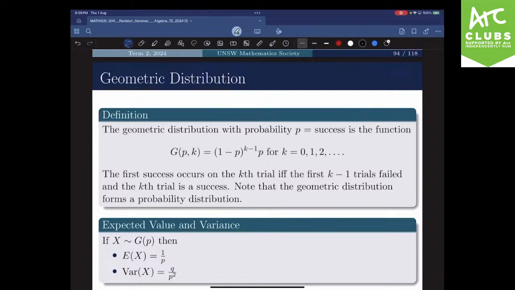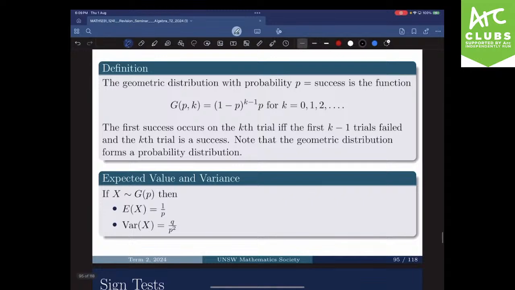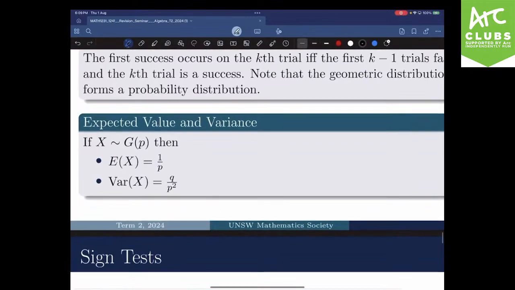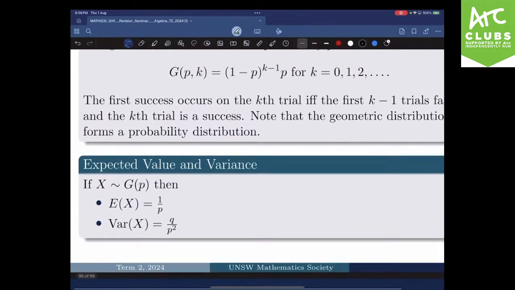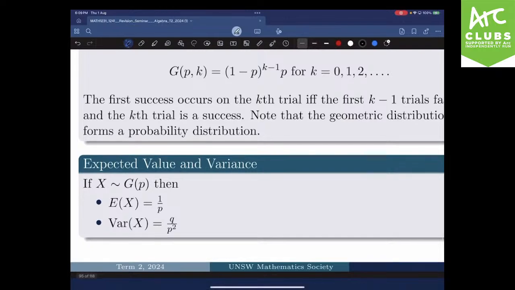We'll just note quickly that the geometric distribution also is a valid probability distribution. And then the expected value and variance is also shown here. It's probably a bit harder to derive, but it is definitely doable.